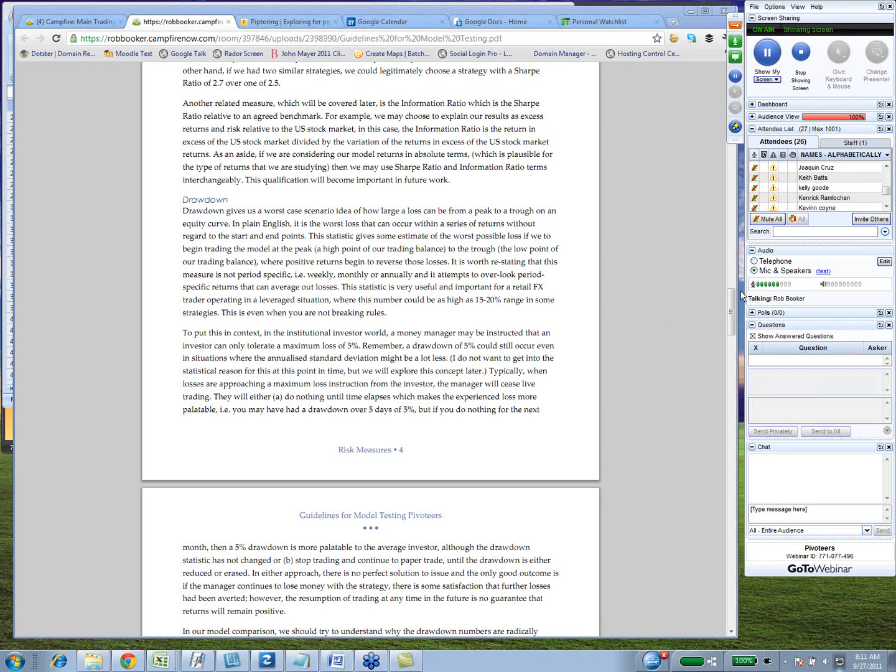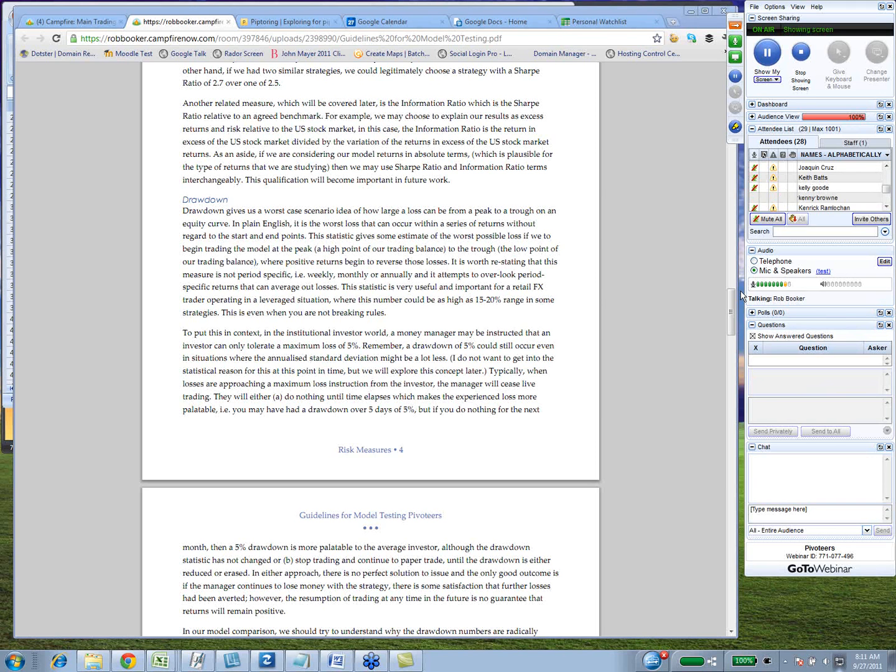To put this in context, in the institutional investor world, a money manager may be instructed that an investor can only tolerate a maximum loss of 5%. Remember, a drawdown of 5% could still occur, even in situations where the annualized standard deviation might be a lot less. Let's not right now get into the statistical reason for this, but we'll explore the concept later.